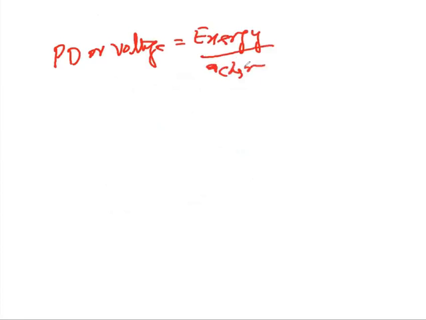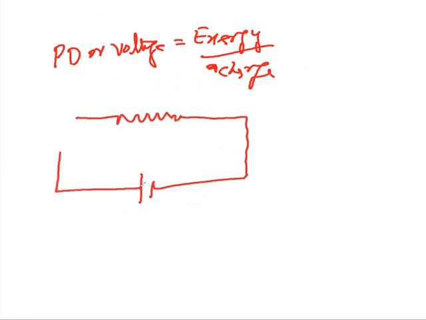We already studied that potential difference, or voltage, is equal to energy per unit charge. I also explained in the last tutorial that if you have a resistor and a battery, the charge will bring energy from the battery and dissipate that energy in the resistor. So there is a loss of energy in this resistor. You can call that the potential drop in this component.